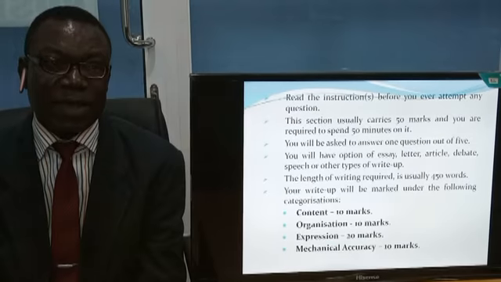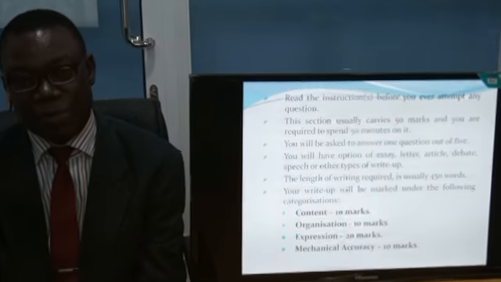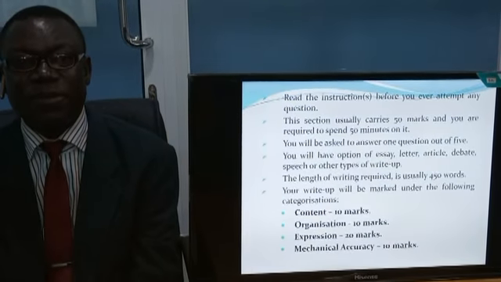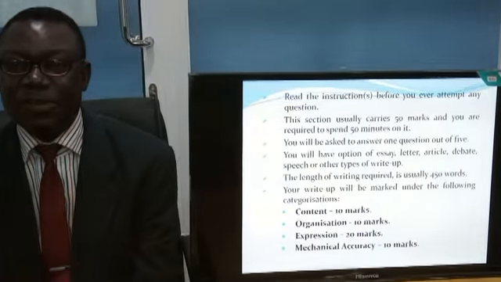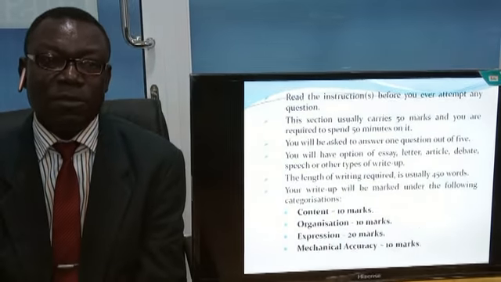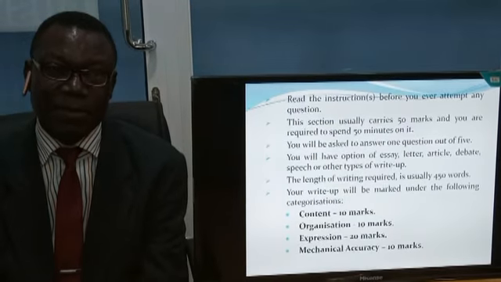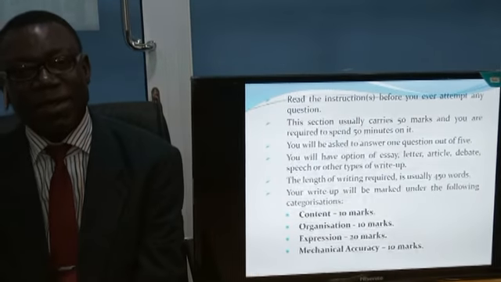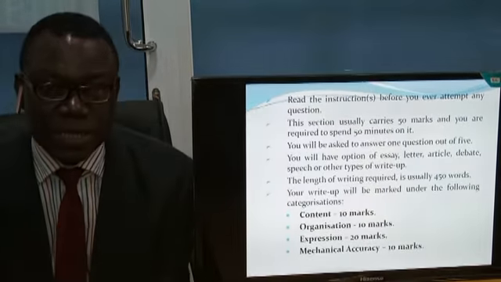Fourth categorization is mechanical accuracy, which carries 10 marks. Under mechanical accuracy, the examiner will check for your mistakes in grammar, mistakes in spelling, mistakes in punctuation.